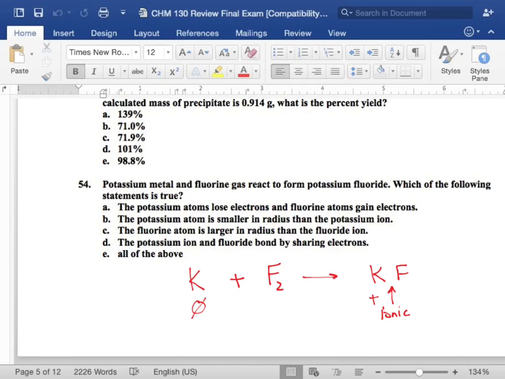Okay, what happened to the fluorine atoms? Started 0 and it became negative. The only way we become negative is by increasing our negativity, okay, by adding electrons or gaining electrons. The equation answers the question almost outright.